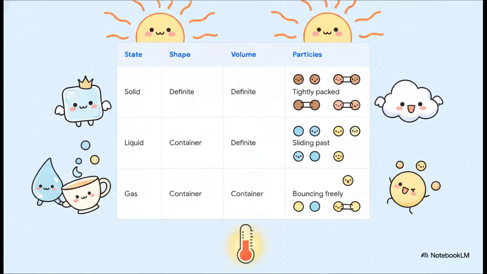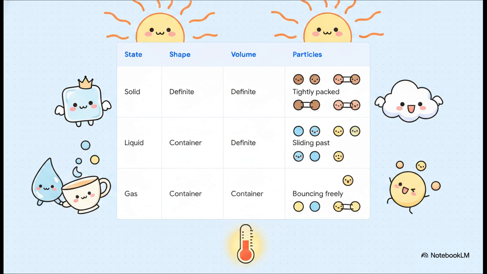Now, the three main states of matter on Earth are totally dictated by kinetic energy, basically how energetic and how spaced out these tiny particles are. Think about water. When it's frozen as solid ice, those particles have super strong attractive forces. They're packed incredibly tight, just sort of vibrating in place in fixed positions. That's what gives a solid a definite shape and a definite volume.